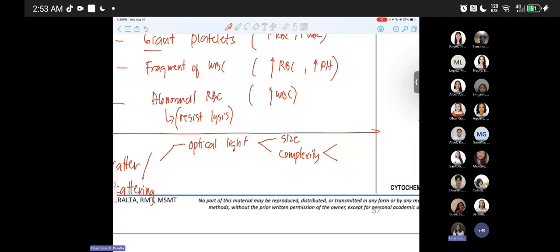Ang RBC, hindi siya considered na complex cell kasi isa lang siyang bilog, wala siyang nucleus, wala siyang anything. Ang kino-consider na complex cell are the WBCs. Kasi complex yung morphological structure nila, meron silang nucleus, meron silang granules. So sa optical light, minimeasure ang size, minimeasure ang complexity. Iba to ha, ibang principle.